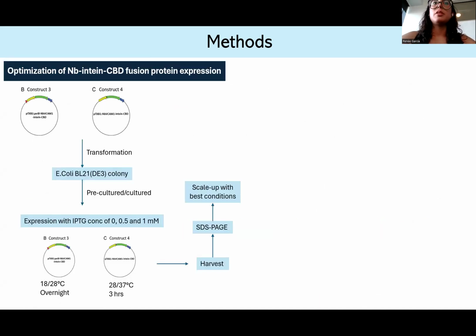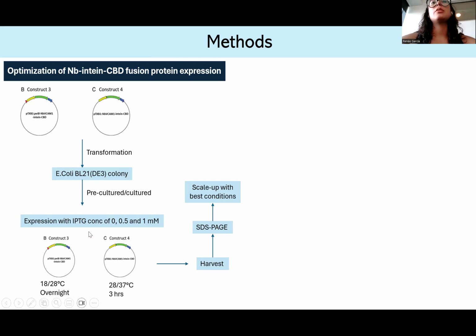To obtain an optimization of the protein expression, they first compare the expression between construct 3 and 4, which means that they compare the expression between periplasmic and cytoplasmic expression. They do this by transforming the plasmids into the strains, and then they transfer them to a pre-culture and eventually to a main culture.